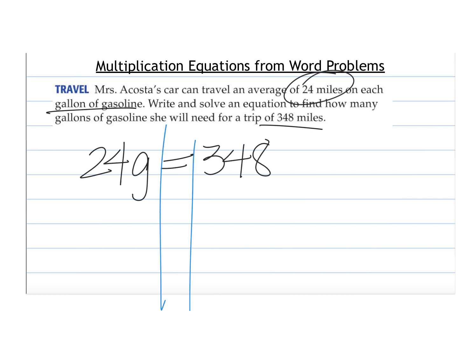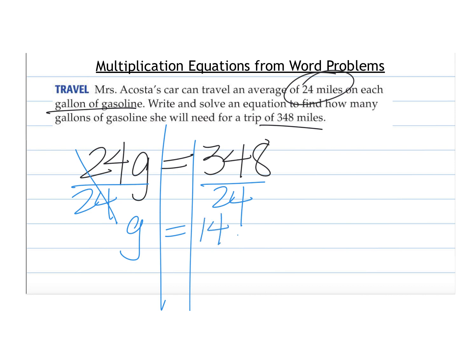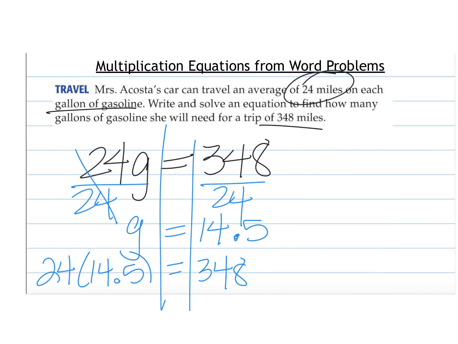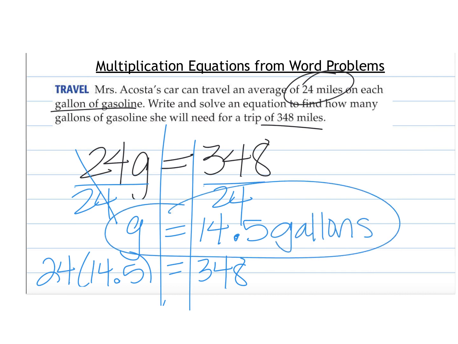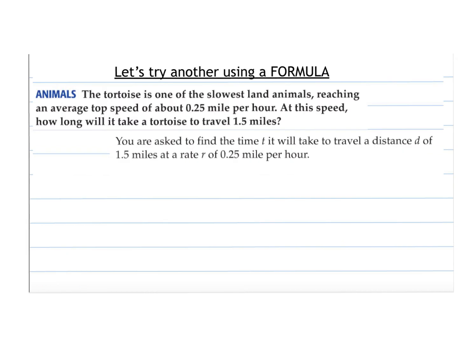So we're going to do our train tracks. G is being multiplied by 24, so I'm going to divide both sides by 24. So then that cancels out to 1, which just leaves me with G. And then 348 divided by 24 would be 14.5. I'm going to check that and do 24 times 14.5, and I get 348. So I'm going to go back up before I circle it. Then G is 14.5 gallons, so I want to make sure that I add my label, and then that would be my answer.